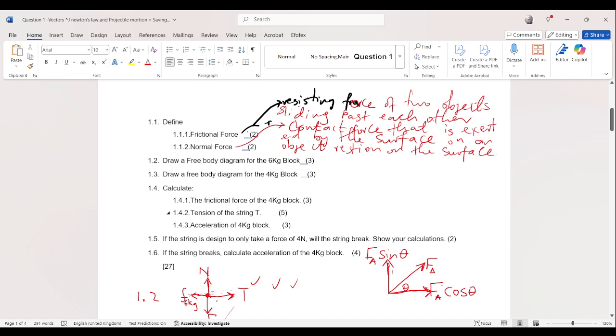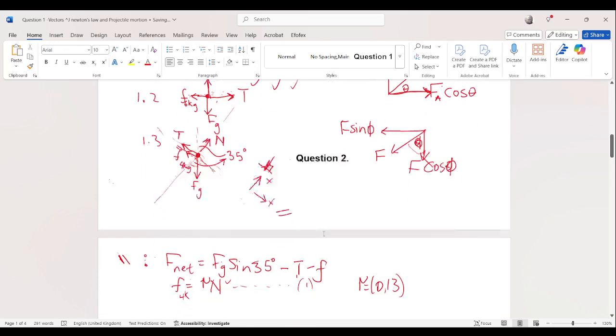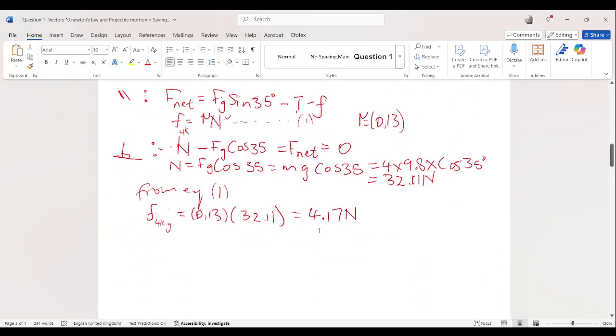Yes, we have calculated the frictional force. Now, what is the tension of the string? In order for us to calculate the tension of the string, we need to calculate the forces that are involved on the 6 kilogram as well.